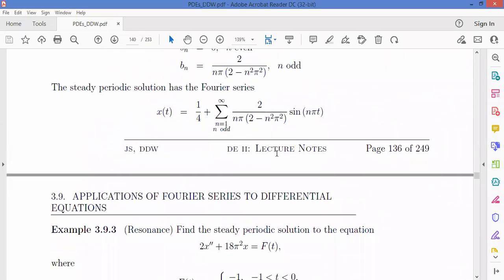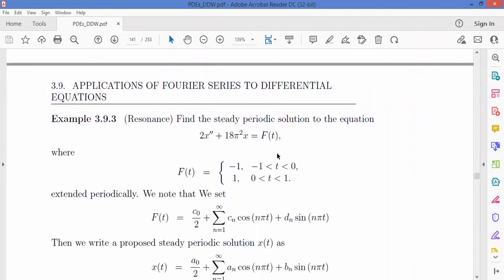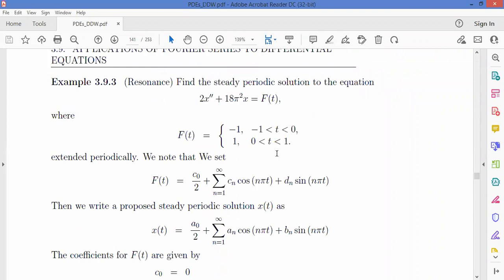We can look at other related examples. There is this one here. For those, we have an example. This is to do with resonance. Find the steady periodic solution to the equation, that one. Is that okay? So you have x double prime plus 18 pi squared x is equal to ft. Same story here. Since it is the same story, we have ft, which is given by this.